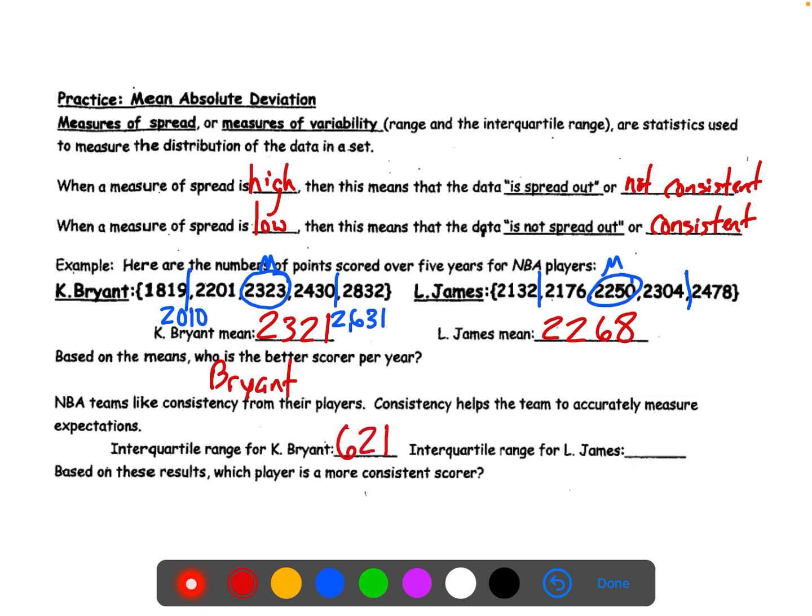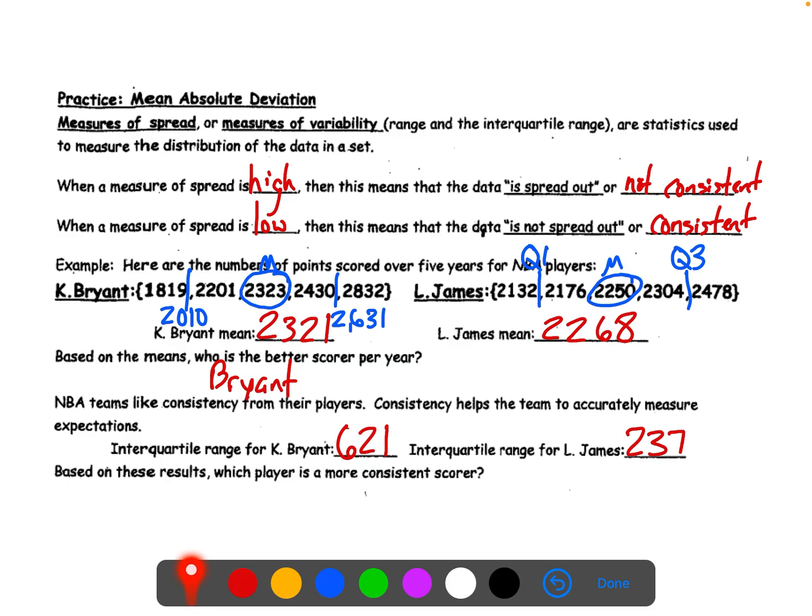621. Now I want you to go ahead and find that for James. So determine this Q1 and Q3, and then take it a step further and determine the IQR, the range between those two marking points. Okay, hopefully when you subtracted those, you got 237.